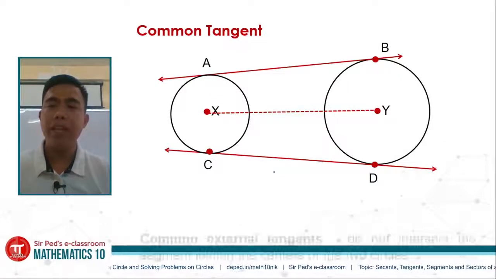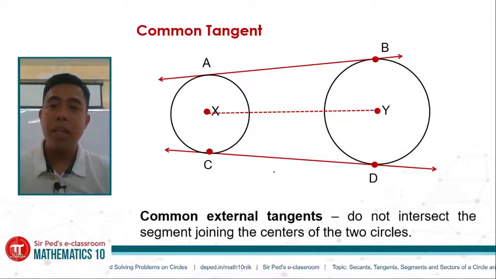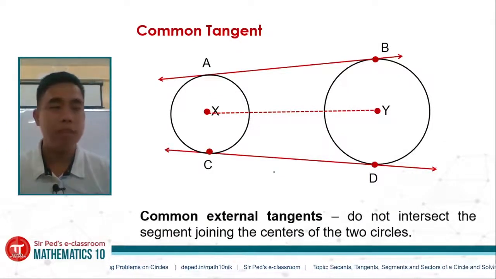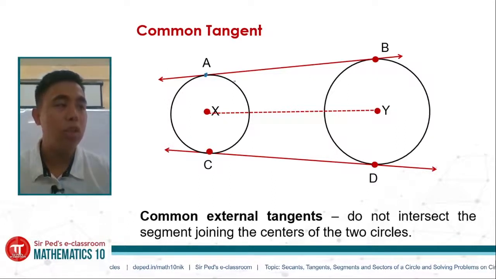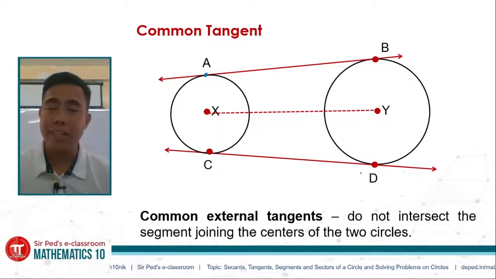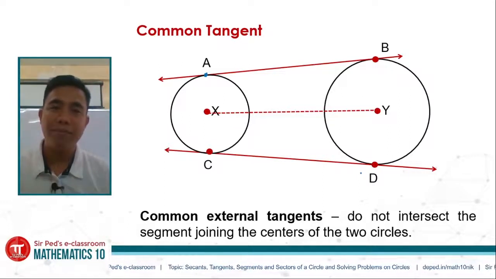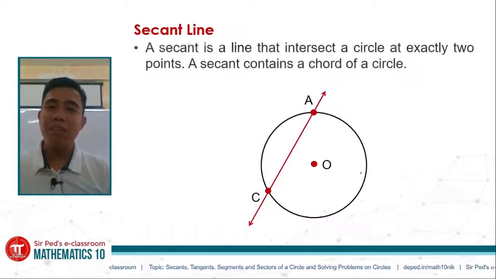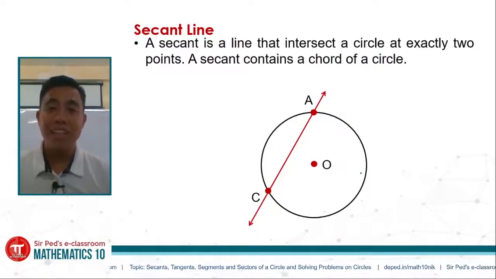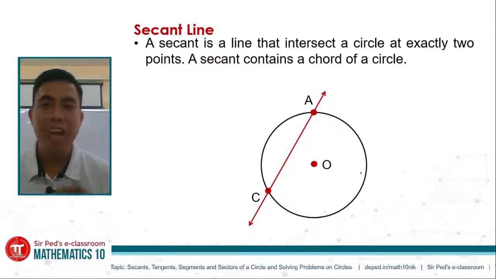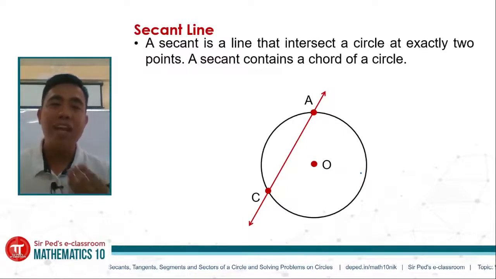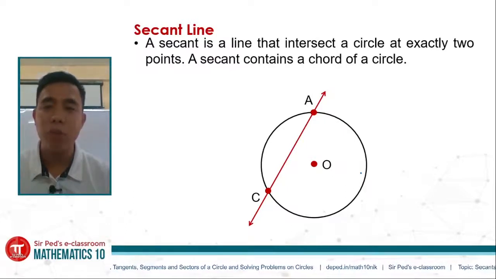When do we say that a common tangent is a common external tangent? If we have a line of centers and that common tangent does not intersect the line of centers, then line AB and line CD are examples of common external tangents. Okay, so now let's define secant line. A secant is a line that intersects a circle at exactly 2 points.